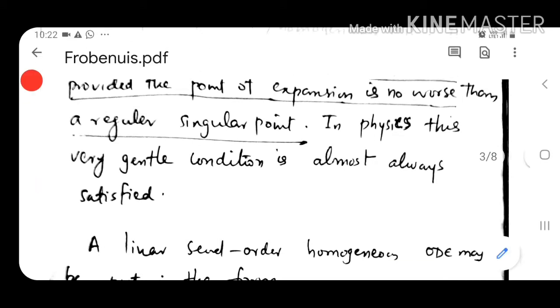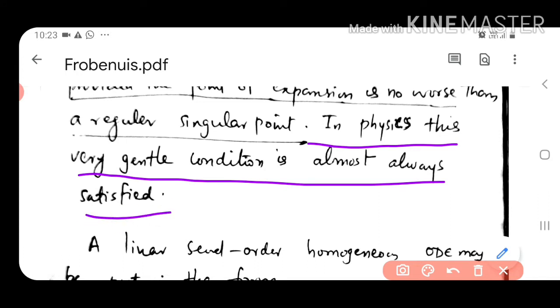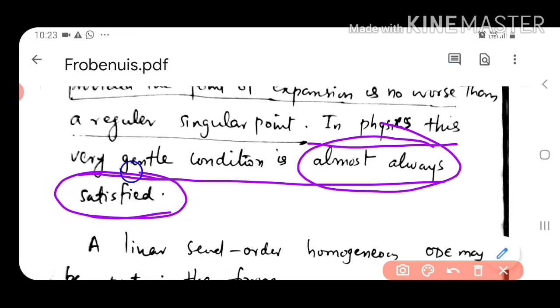And in physics, for the differential equations that we use, this condition is almost always satisfied. We can always find points which are either an ordinary point or a regular singular point for obtaining a series solution.